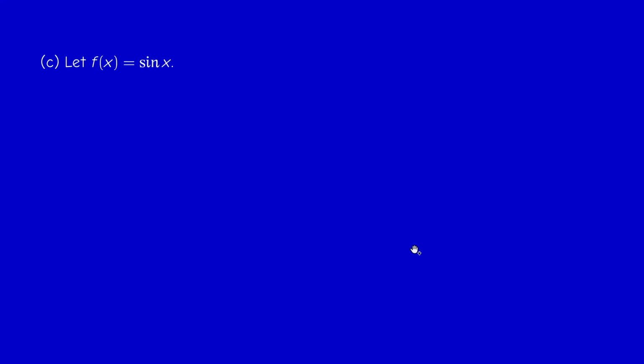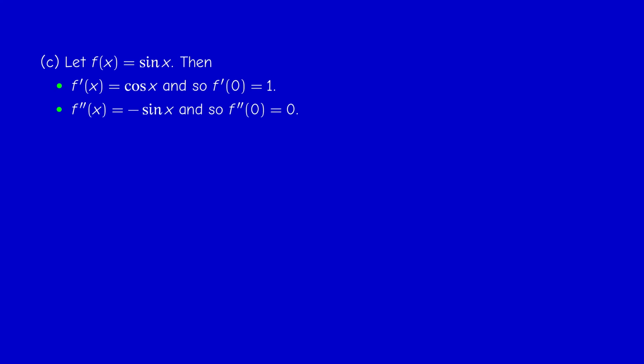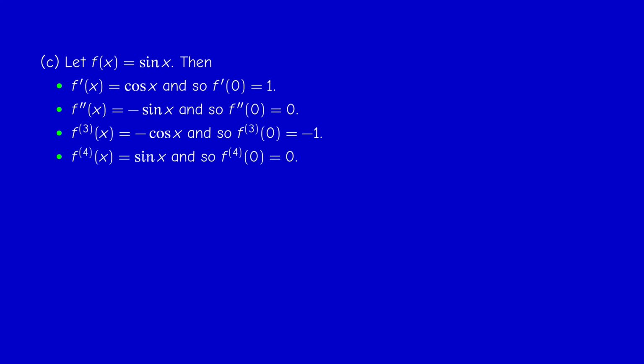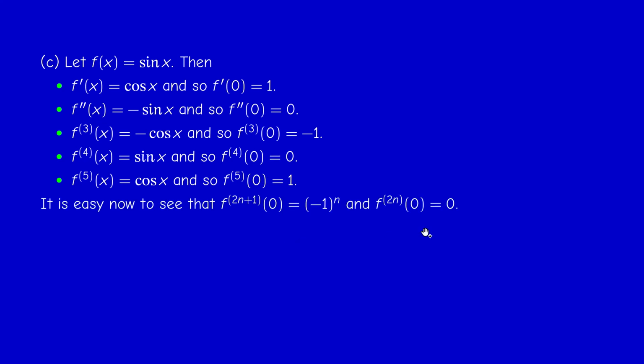Now for the sine, it's very easy. When we differentiate one time, we get cosine, so at 0 we have 1. Another time, minus sine, so at 0 it's 0. Third time, minus cosine, so minus 1. Fourth time, sine x, so 0. And we repeat again. So this is the sequence at 0: 1, 0, minus 1, 0, 1, etc. So it's periodic of period 4.